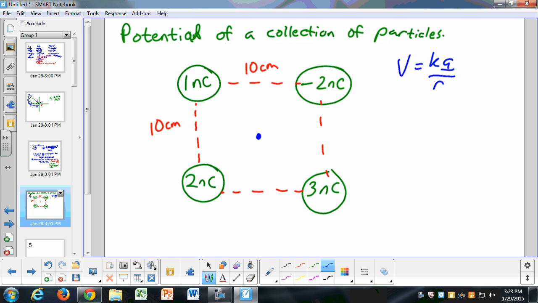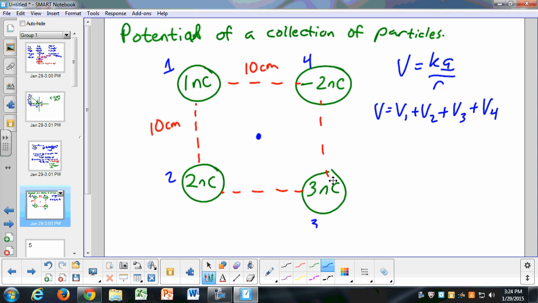So the total potential, I'll call this particle number 1, 2, 3, and 4. The total potential will equal V1 plus V2 plus V3 plus V4. Now, I know I can simplify this particular problem. A couple of these terms I can just get rid of. Which ones can I get rid of?